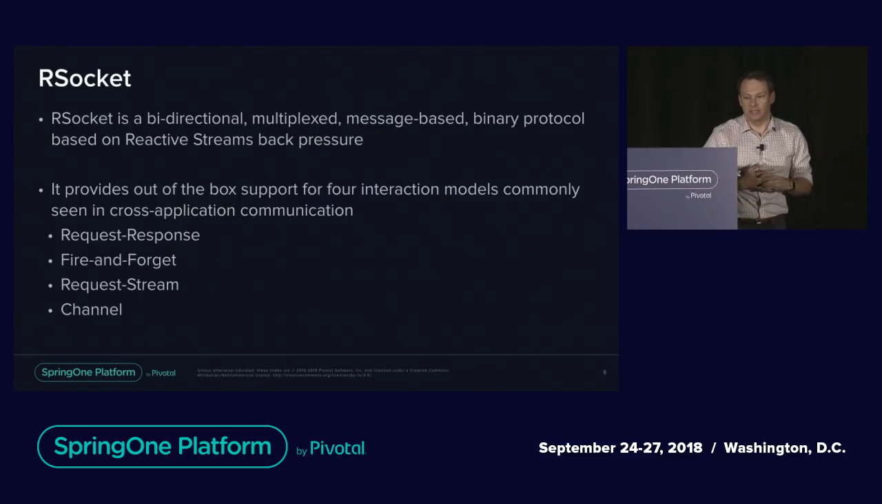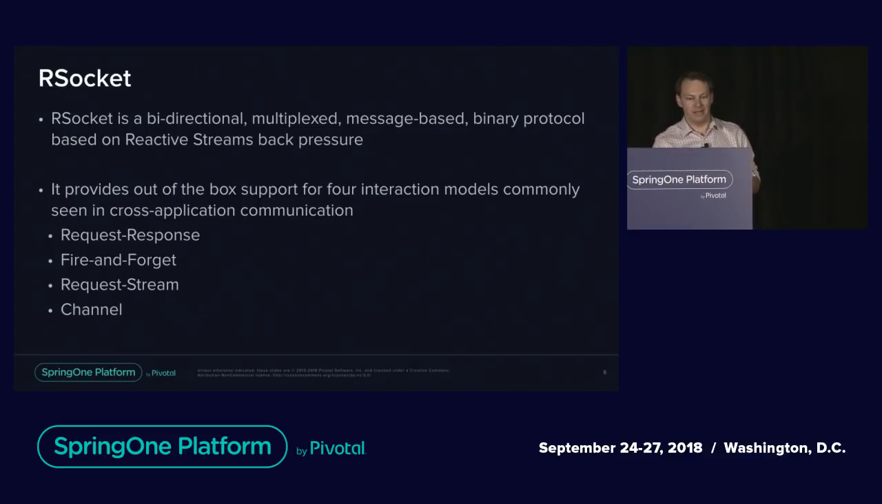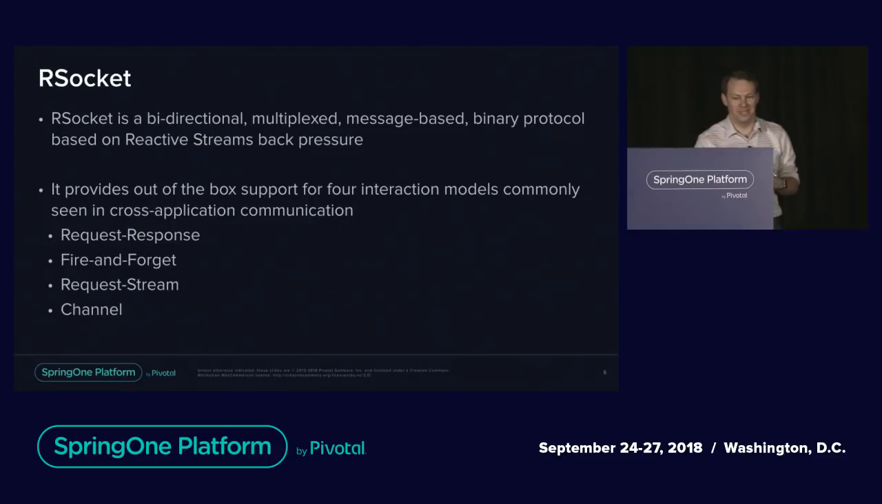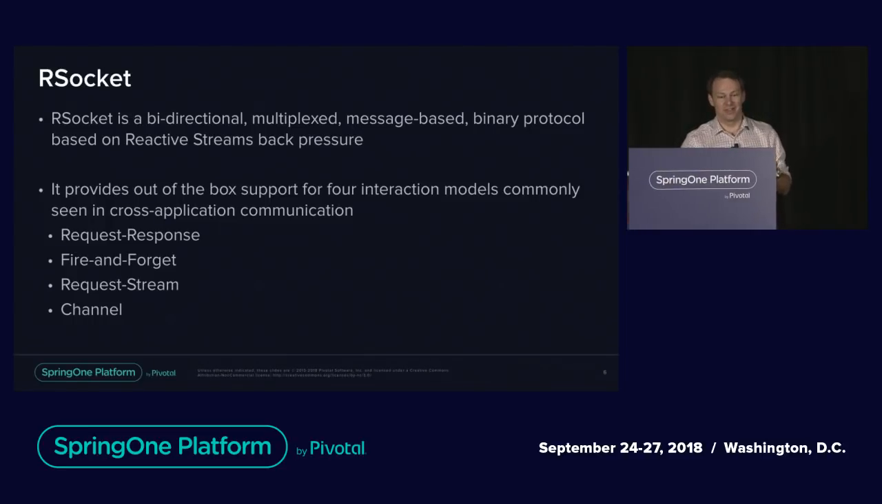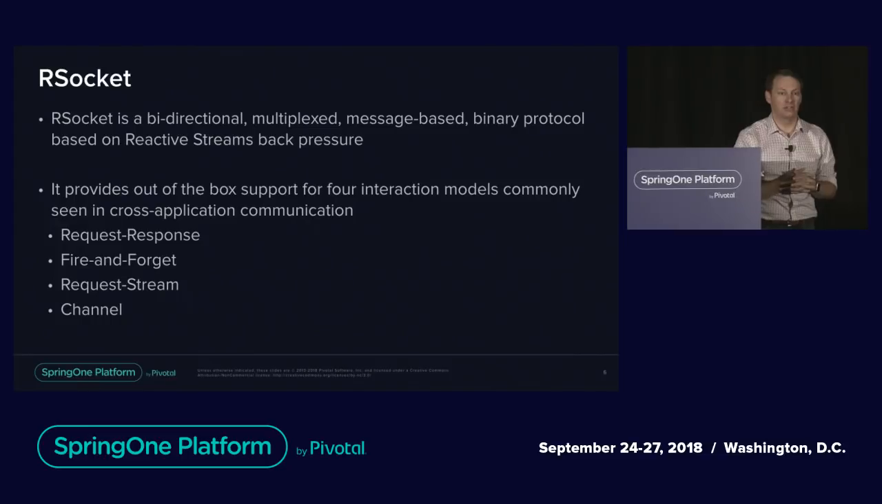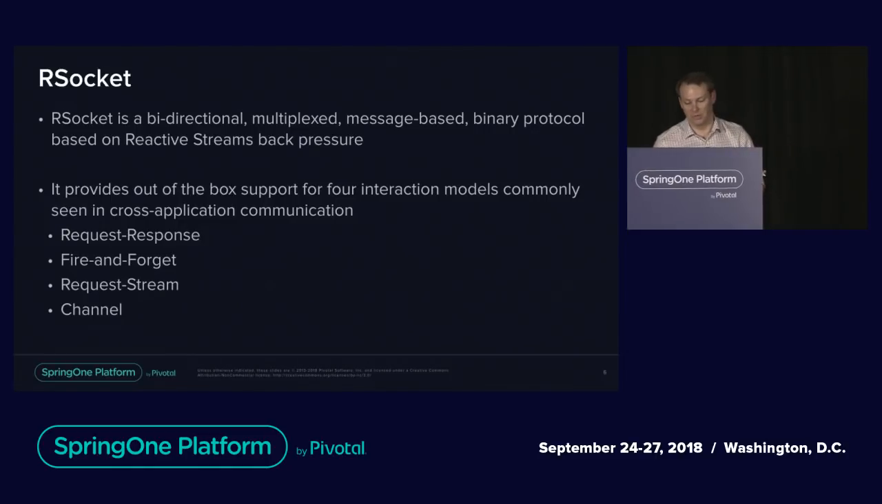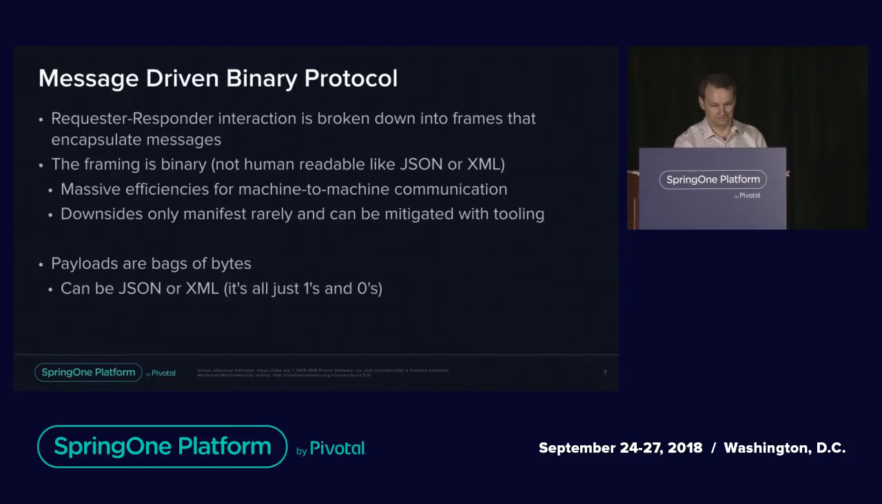So RSocket is, in a very wordy expression here, a bidirectional multiplexed message-based binary protocol based on Reactive Streams backpressure. We're going to talk about every single one of those things in a moment. As we saw in the slides today, it provides out-of-the-box support for 4 very common interaction models, including a channel there at the end that basically allows you to implement any other programming model you might want to take a look at.